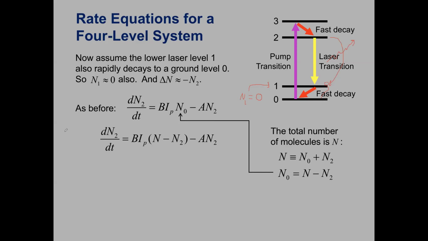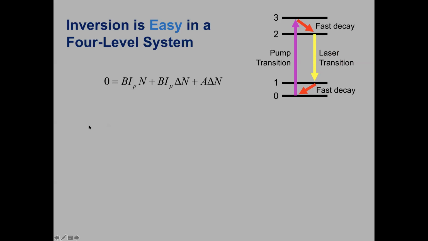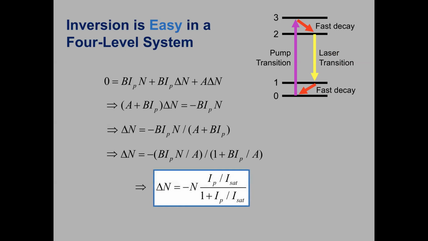again, I'm going to jump down to the end of the algebra here. Delta N is just equal to minus N2. So if we want d delta N dt, we just have to take the negative of this. Again, going through algebra, setting the derivative equal to 0, solving for the steady state delta N, and defining A over B as the saturation intensity, I'm going to show you the end result here.